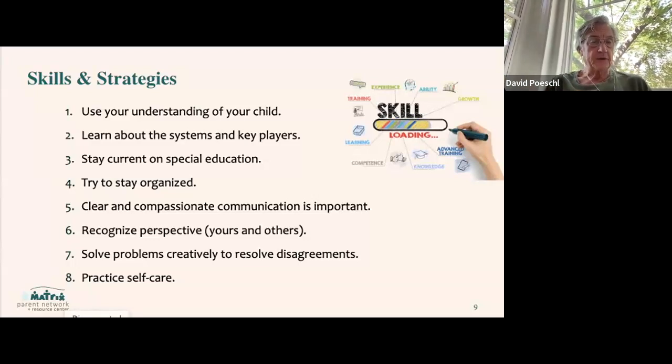Get to know the school secretary, which is always a big thing. Get to know the secretary in the special education director's office. They're usually the most powerful people in the district.